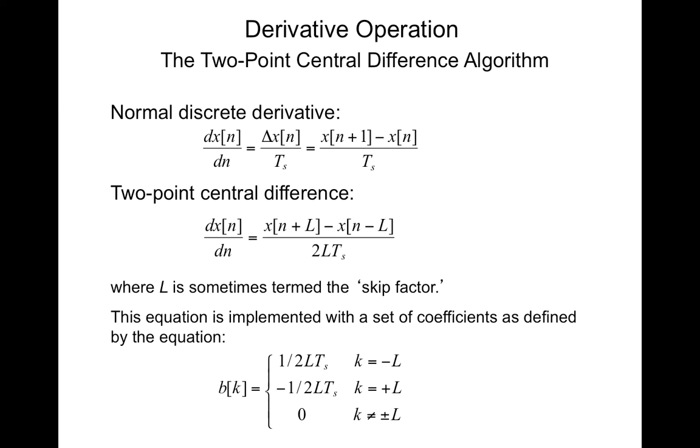And in order to do that, we can basically implement this equation with a set of filter coefficients that have non-zero values ranging from minus L to L, and then are 0 everywhere else. So for k from minus L to L, B of k, the filter coefficients, are 1 over 2LT and minus 1 over 2LT respectively.